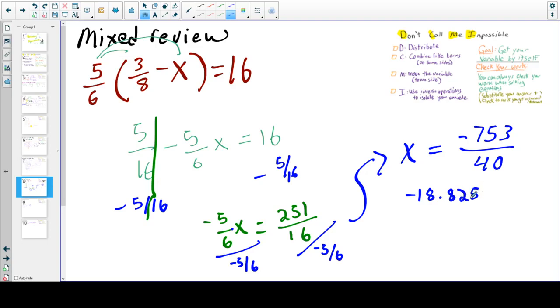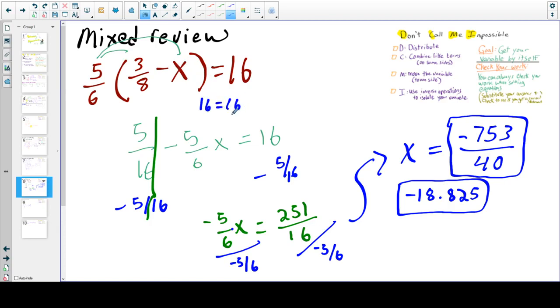18.825. Now, a lot of you might be saying, hey, that doesn't look like the answer. That's a crazy number. Well, let me check my work. I'm literally going to put it on my calculator. So, 5/6 times 3/8 minus negative 18.825. So make sure that's correct. Okay. And I get 16. If you literally substitute this or this, because these are the same, they're just written differently, you substitute that in for x, you get 16 equals 16. Okay, so don't let the answers that you get fool you into thinking that you're wrong. Okay, have confidence in yourself.